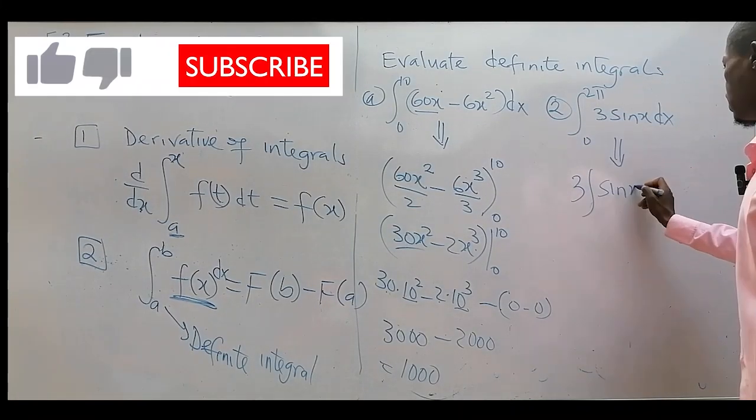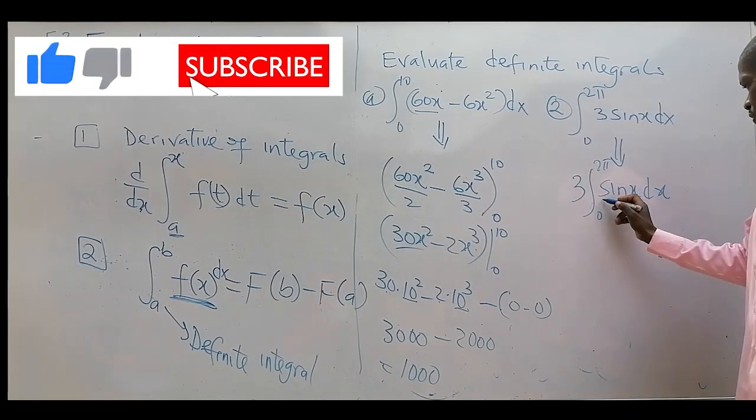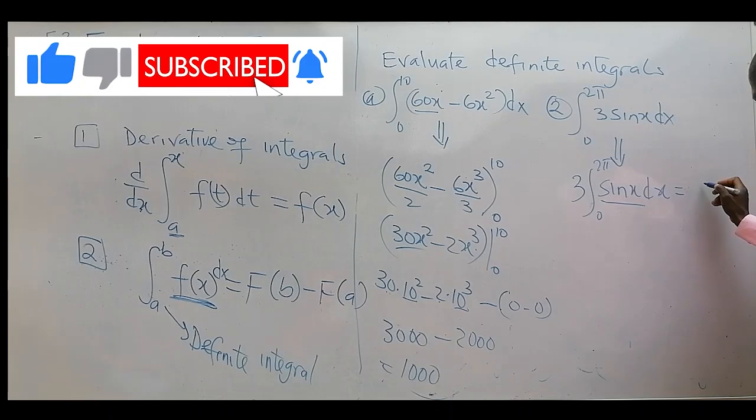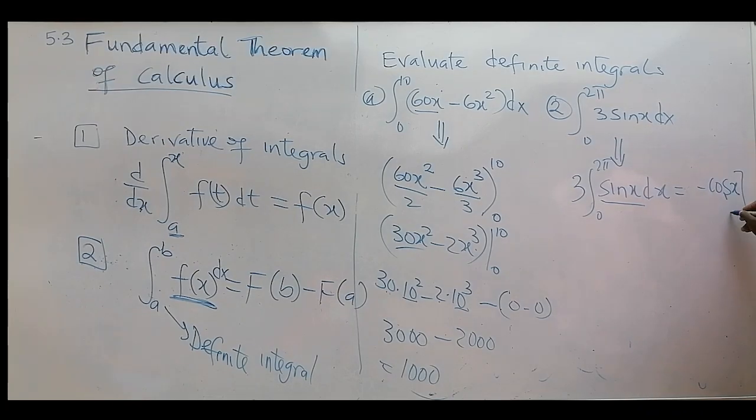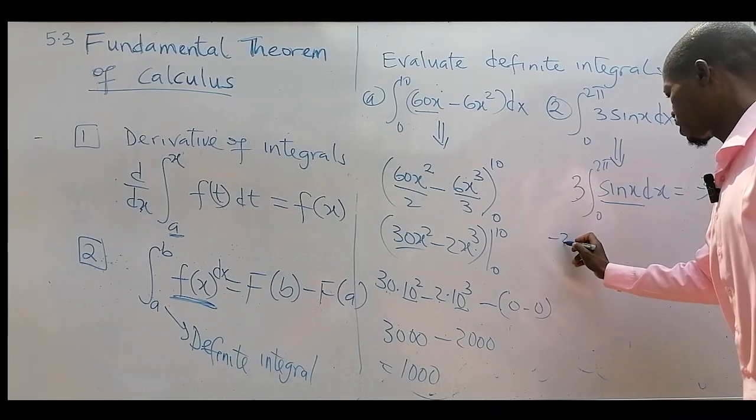The second one, you can take this 3 outside. So you have 3 times the integral of sin x dx from 0 to 2 pi. The integral of sine is minus cos of the function. Indicate your upper and your lower limits. Don't forget this one. That's minus 3.